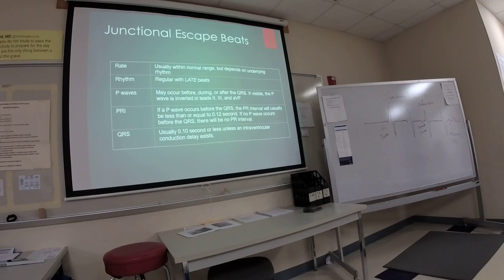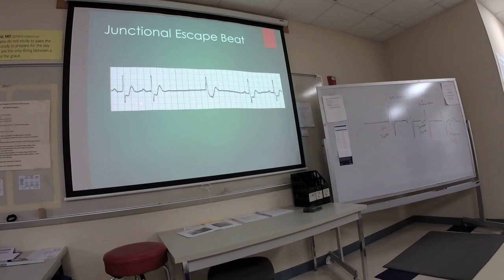Then you have junctional escape beats. It's usually in the same range. It's regular except for these late beats. The P wave in the junctional may occur after or before. The PRI, it's less than 0.12, so it's not a block. If there's no P wave in the QRS complexes, there's no PR interval, right? You can't have a PRI without a P wave. And then the QRS complex is sort of normal. So this is sort of a weird looking rhythm.